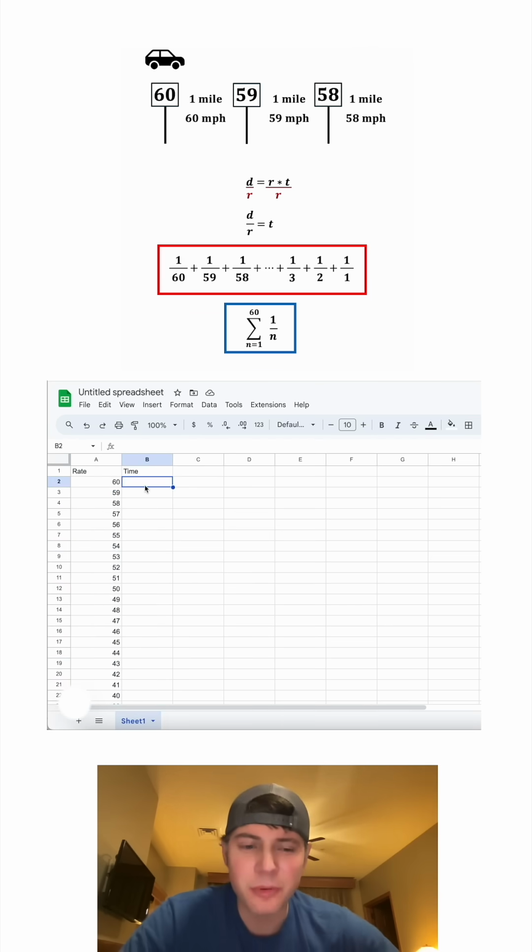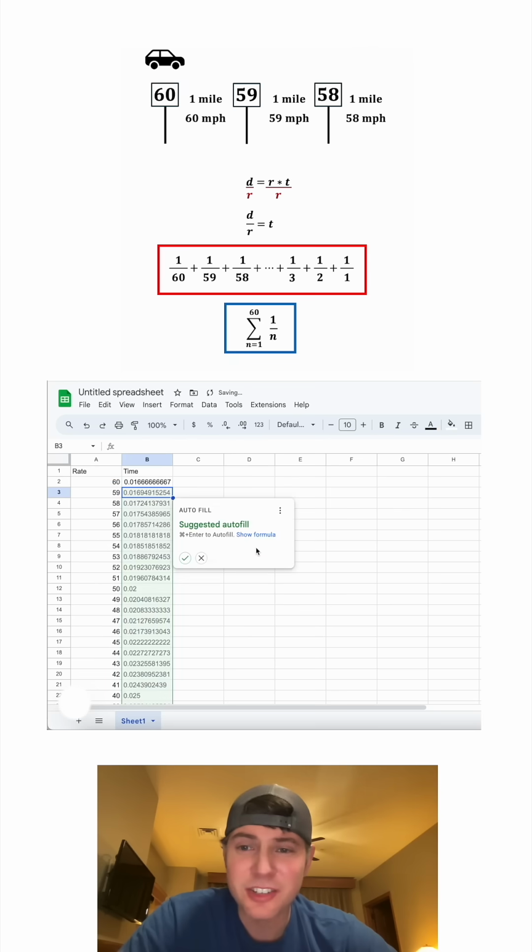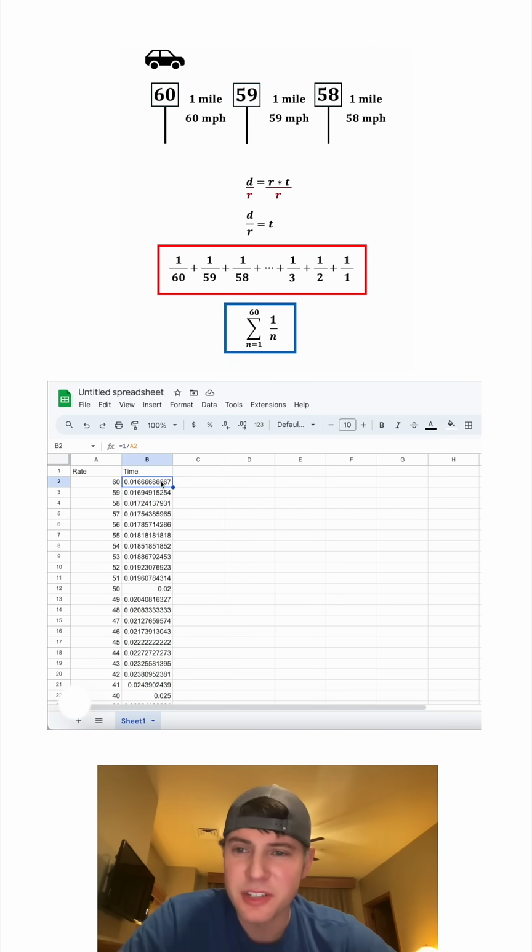And then for time, we know that time is going to be equal to the distance of 1 divided by this rate. And then we can hit enter. And it asks us to autofill. We're going to say yes, please. These are all the fractions. This is the 1 over 60. This is the 1 over 59. This is the 1 over 58, and so on.